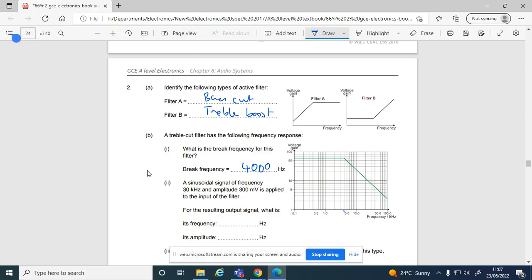Okay, so if I've got 300 millivolts going in and it's at 30K, 10, 20, 30, there's 30K. I'm getting it to about a gain of 8 at that point, I think. So the frequency won't change. We said that before a couple of minutes ago. That's still going to be 30,000. But the amplitude will be, where the gain was 8, wasn't it? So 8 times 3 is 24, so 2.4, oh, that should say volts. Mistake on the mark scheme there. You can always see they quite often make mistakes on there. Should be 2.4 volts, not hertz.